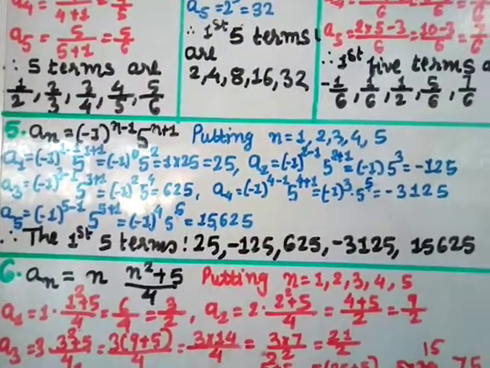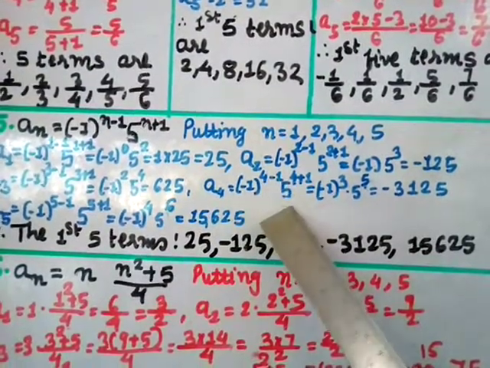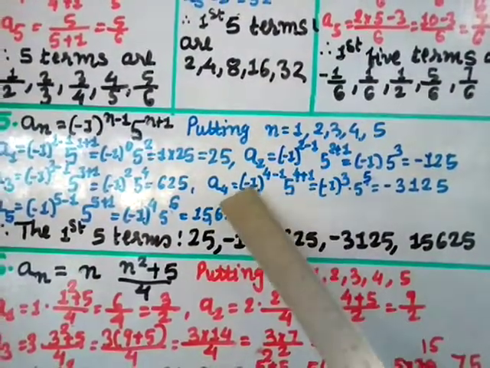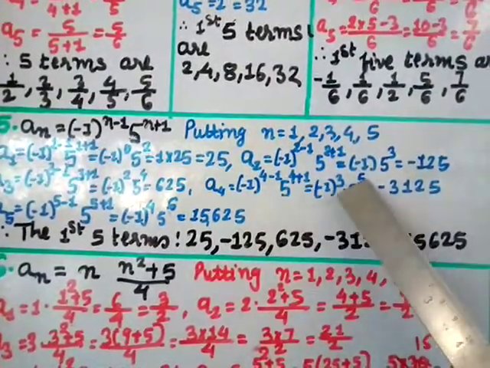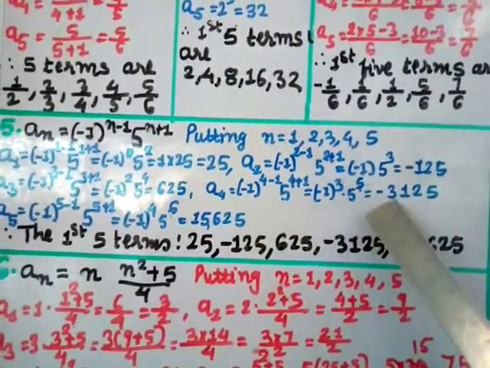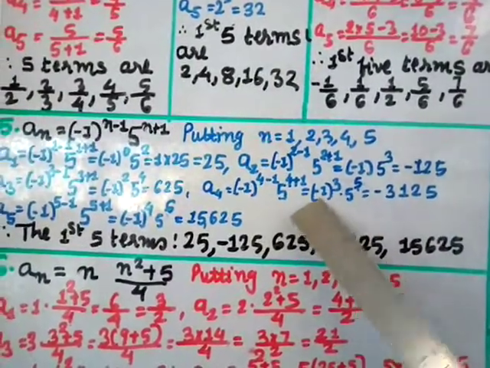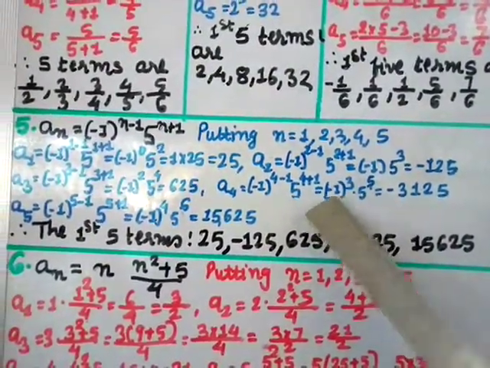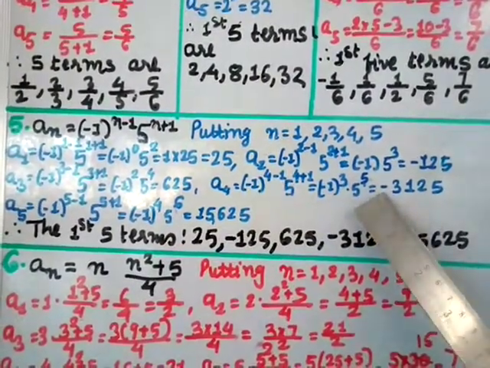Then put n equal to 4. So (minus 1) power 4 minus 1 and 5 power 4 plus 1 equal to minus 1 power 4 minus 1 is 3 and 5 power 4 plus 1 is 5. And this 5 power 5 is 3125, and minus 1 power 3. This is a negative number, power is odd, therefore it will be a negative answer. Minus 1 power 3 will be minus 1. Okay, so this minus is here.